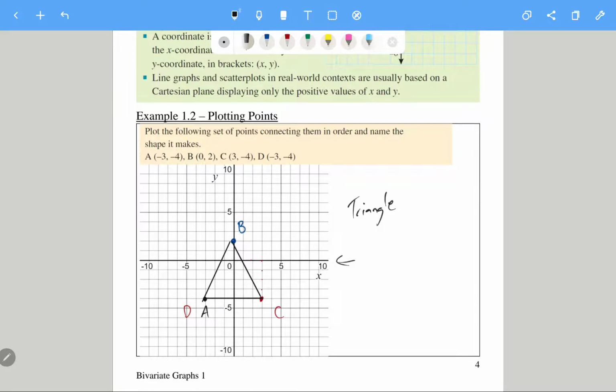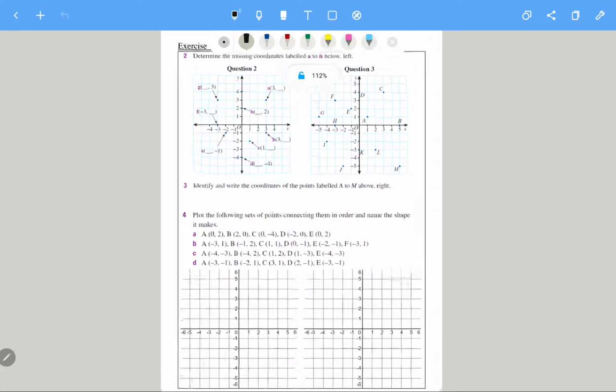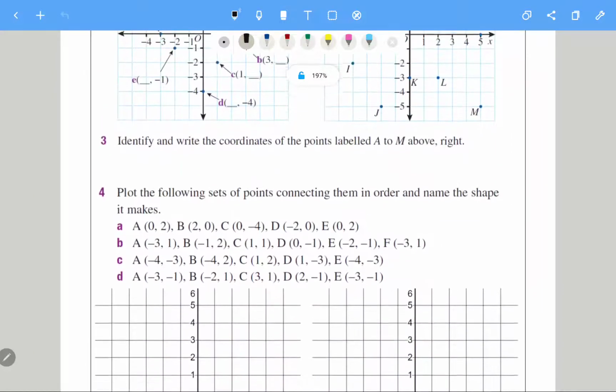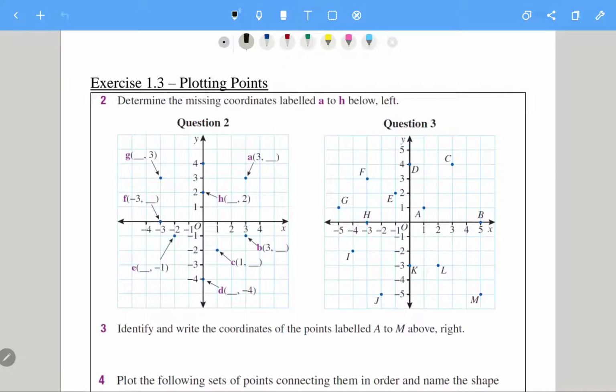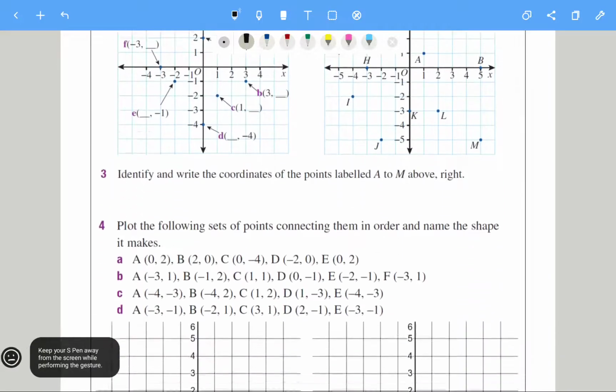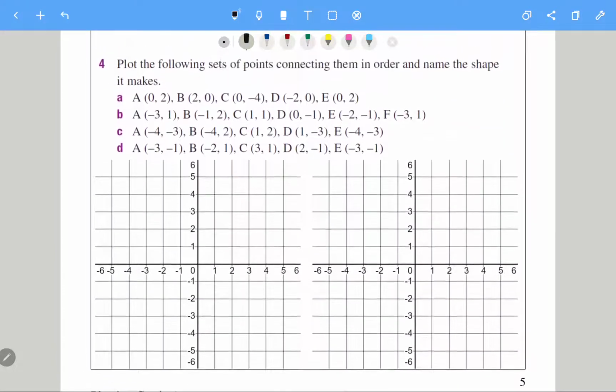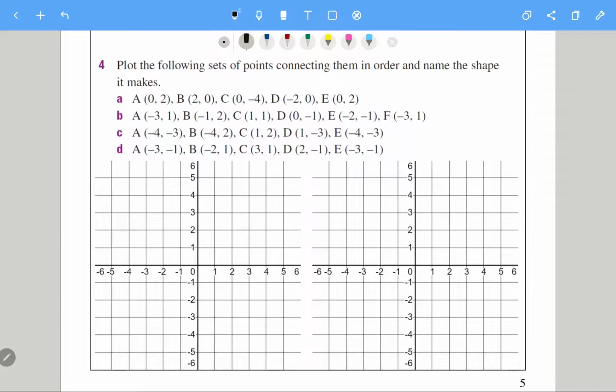Alrighty, so have a go plotting some points and reading off some points. So these ones are missing some coordinates. Then you need to, so question 2, work out the missing coordinates. Question 3, work out what each point is called. And then question 4 is plotting some points. You can do both A and B on the first set of axes and then C and D on the second set of axes. If you make a mistake, just have another go.